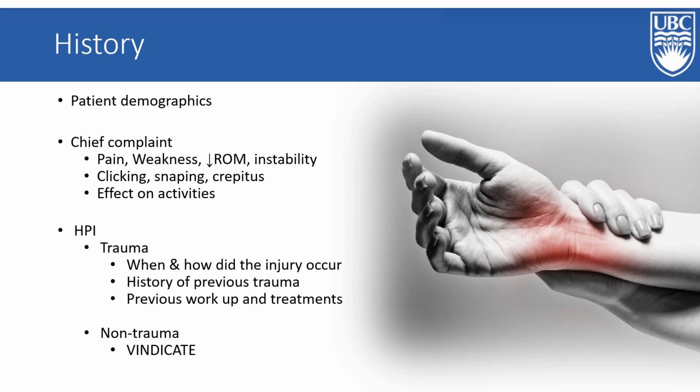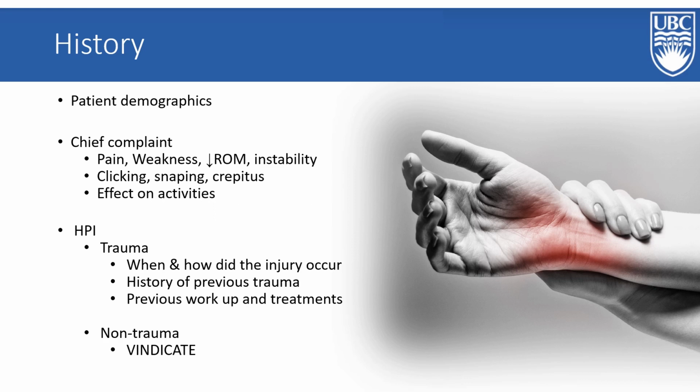Evaluating a patient with a wrist complaint requires a detailed history and physical examination. First, review the patient's demographics, including their age, occupation, and dominant hand. Review the patient's chief complaint, followed by their history of presenting illness.